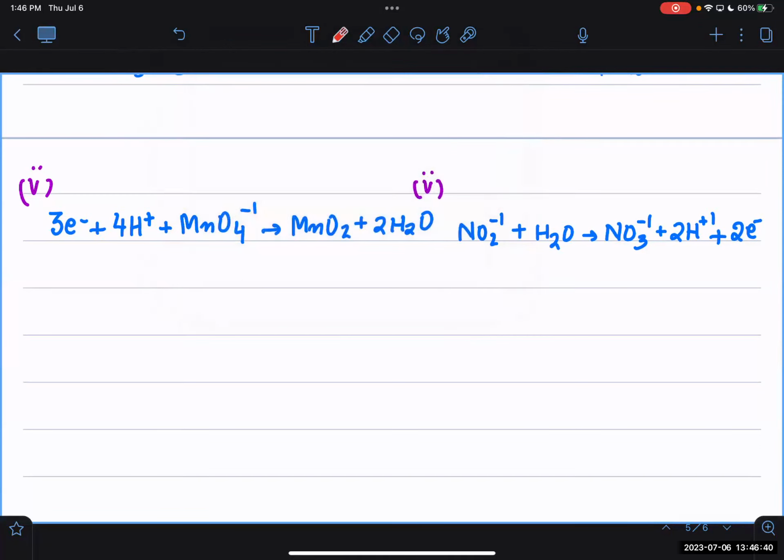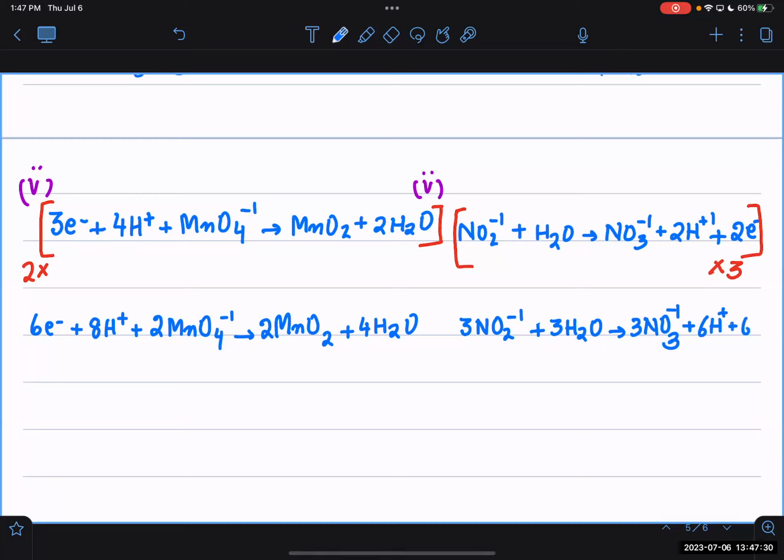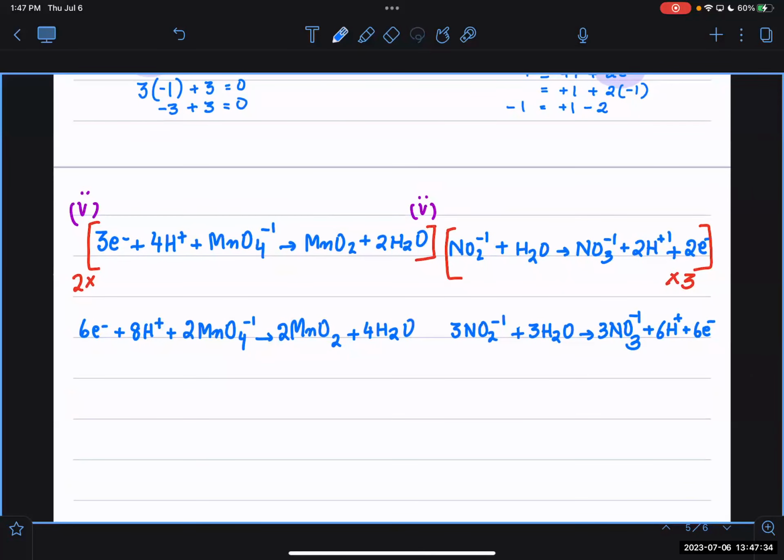Here, this whole species, everything here, is going to be multiplied by 2, and this piece right here is going to be multiplied by 3. So let's do that. This becomes 3 2s are 6 electrons plus 2 4s are 8 hydrogen ions plus 2 MnO4 minus 1 gives you 2 MnO2 plus 4 H2O. The other one is 3 NO2 minus 1 plus 3 H2O gives you 3 NO3 minus 1 plus 3 2s are 6 hydrogen ions plus 6 electrons. Okay? Clear?